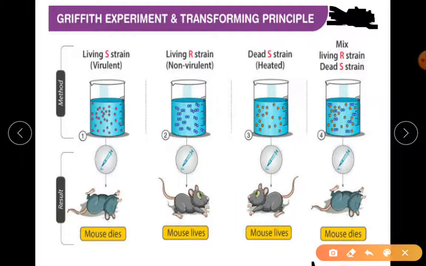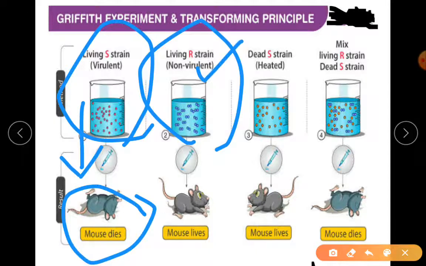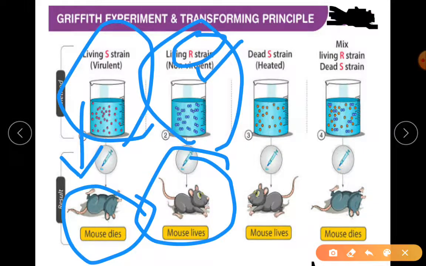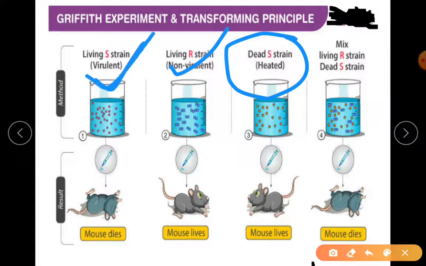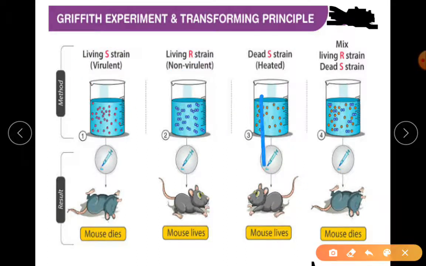This is the experiment he conducted. Once he had understood the S strain and R strain, the virulent and non-virulent strains, he found that with the virulent one, the mouse died. The non-virulent R strain is safe because the mouse lived. Just observe what he did next. He heated the S strain. He knew R is safe, but S causes disease. So he heated it and checked again in the mouse. All the bacteria got killed, right? Therefore, this mouse lived.